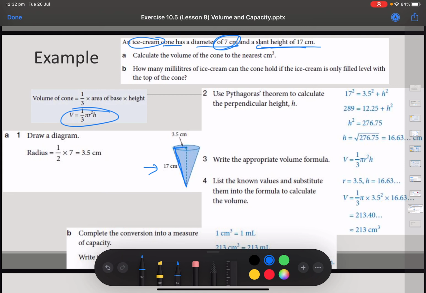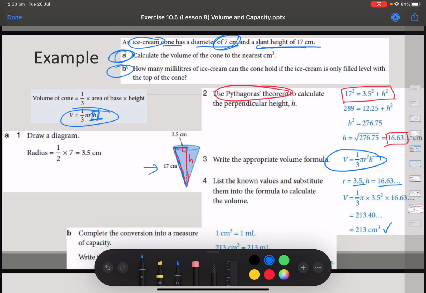But when we're using this value for h in our formula, what they're actually referring to is this height here, the height of our entire shape in red. So in order to do that, we're going to have to use Pythagoras Theorem. So if we have our right angle triangle, we have this length, which is 17, this length, which is 3.5. So we're going to have 17 squared, because that's our hypotenuse, equals 3.5 squared plus h squared. Solve it, and we're going to get 16.63. We can then substitute our information into our volume formula: a radius of 3.5, a height of 16.63. 1/3 times pi times 3.5 squared times 16.63. We end up with 213 centimeters cubed. So that is the answer to part A.